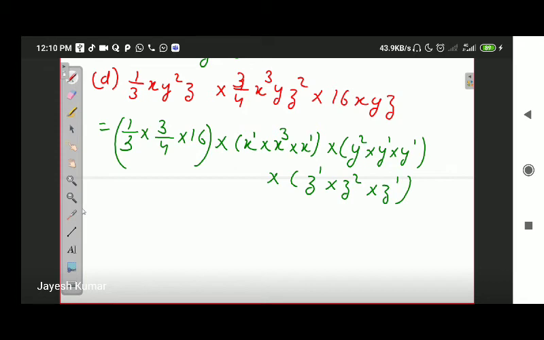Okay. First of all, we will see about the constant. 3 is cancelled out by 3 and 4 4 is 16. So constant part of the final result is 4. X to the power 1 plus 3, 4, 4 plus 1, 5, x to the power 5.